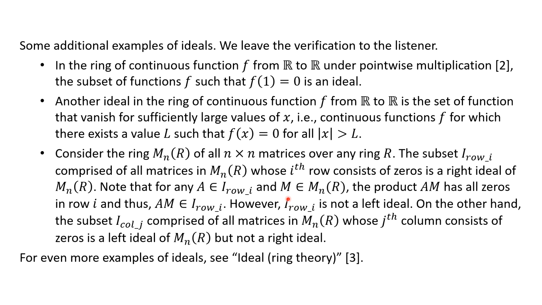So the set of matrices that have zeros in row I is a right ideal, but it's not a left ideal. I'll leave you to check that. On the other hand, if you take the set of matrices from this ring that have zeros in the jth column, then that's a left ideal, but not a right ideal.